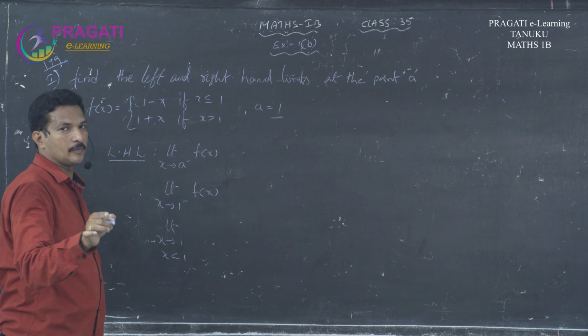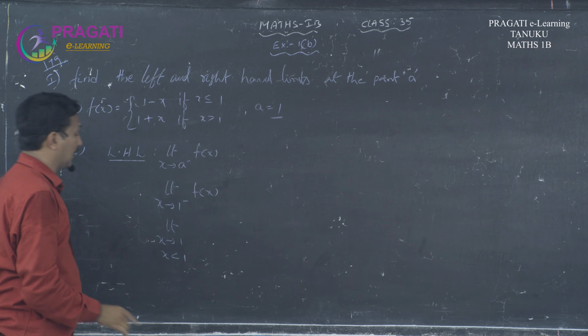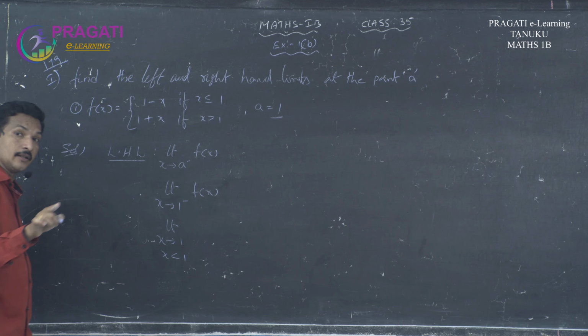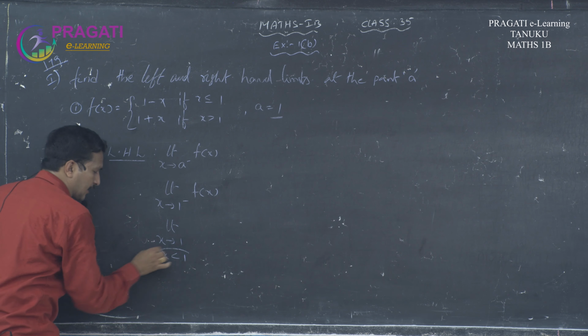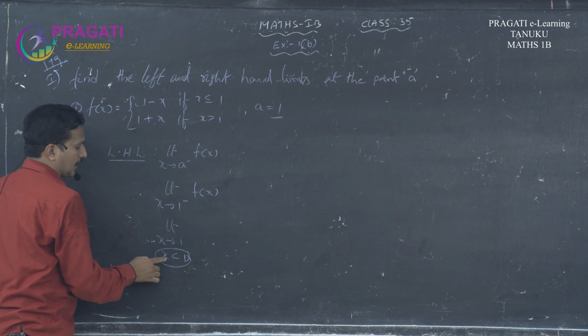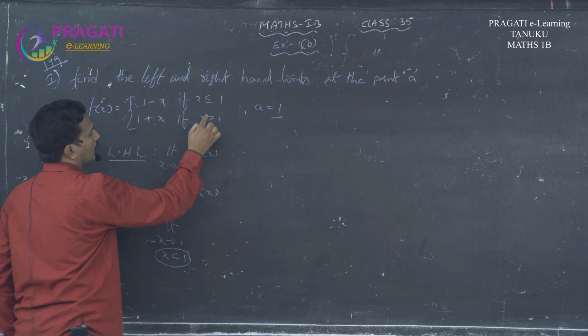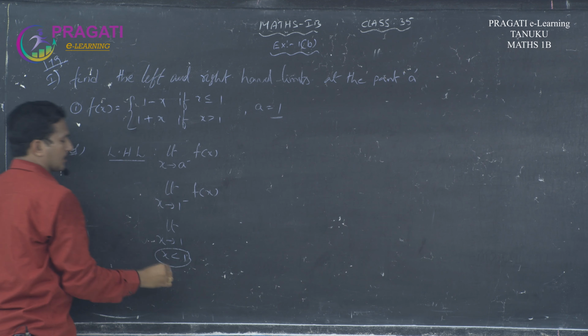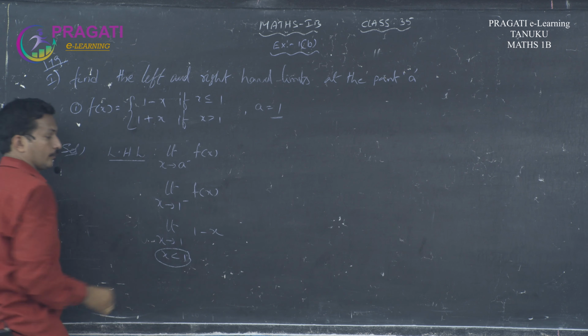x tends to a minus means x tends to a and x less than a. Again, x tends to 1 minus means x tends to 1 and x less than 1. Here it is x less than 1. So the function is taken as 1 minus x.